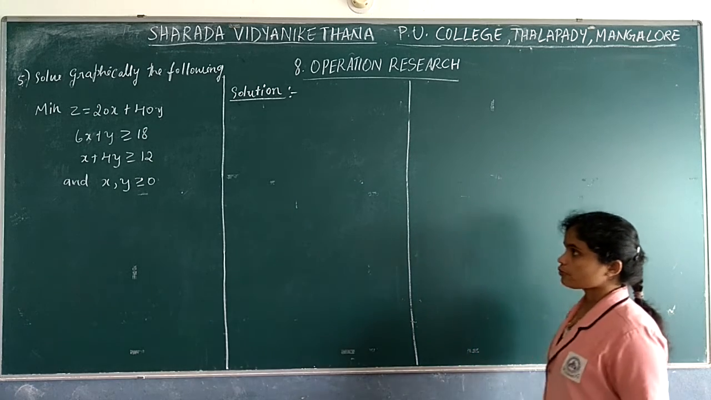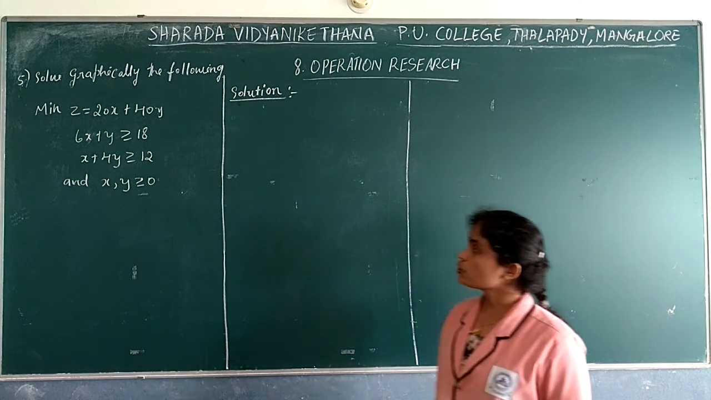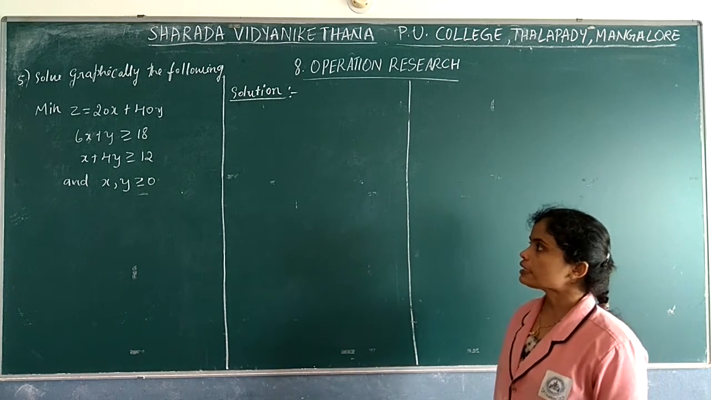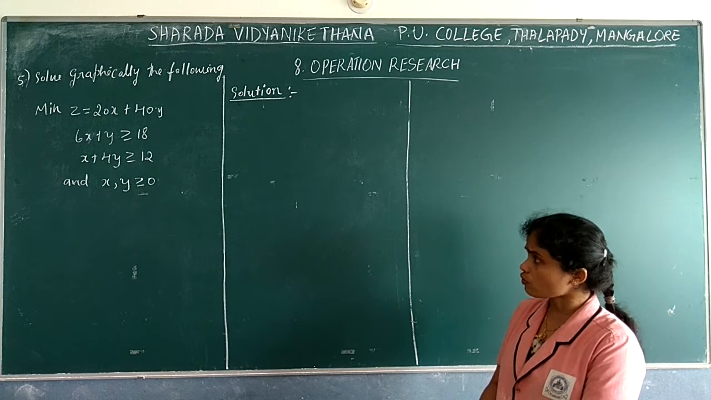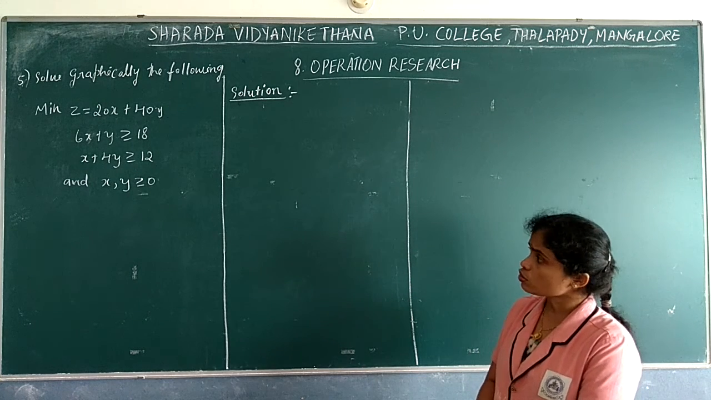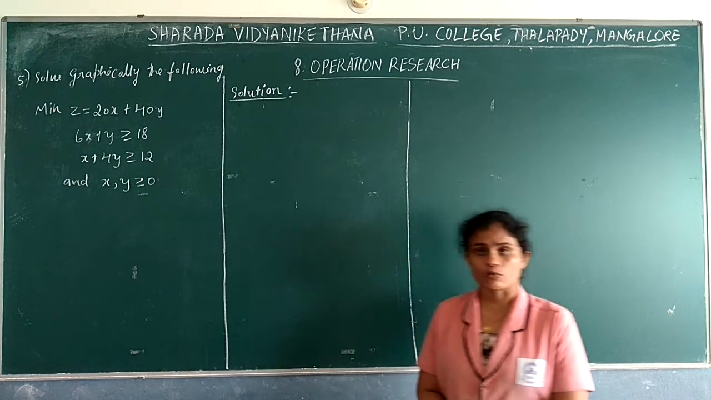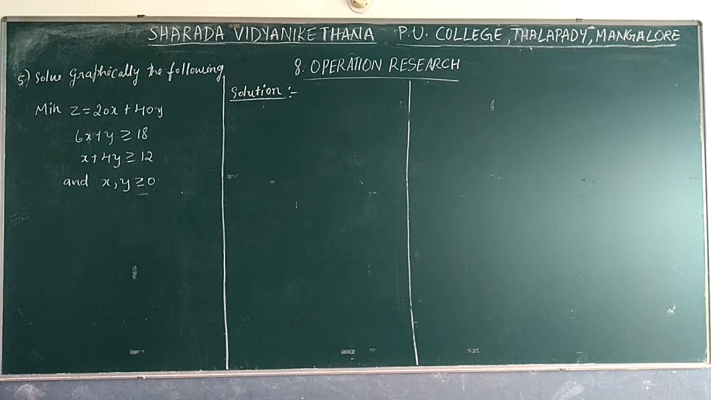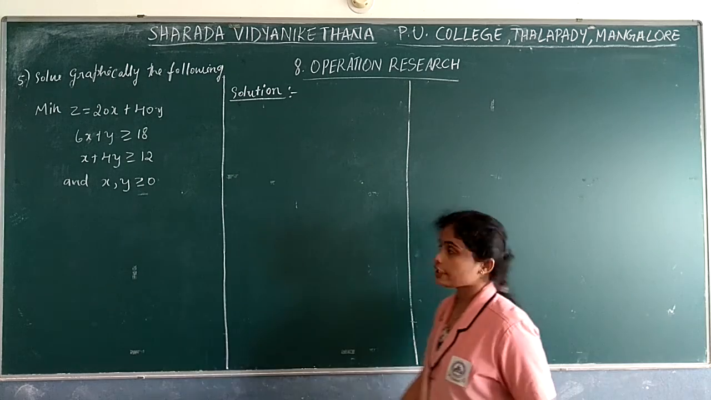We'll see now another kind of problem. Now, this is of minimum type. Minimum z is equal to 20x plus 40y, and 6x plus y is greater than or equal to 18, x plus 4y greater than or equal to 12, and x, y greater than or equal to 0. Problem okay, correct. Signs both are greater than.